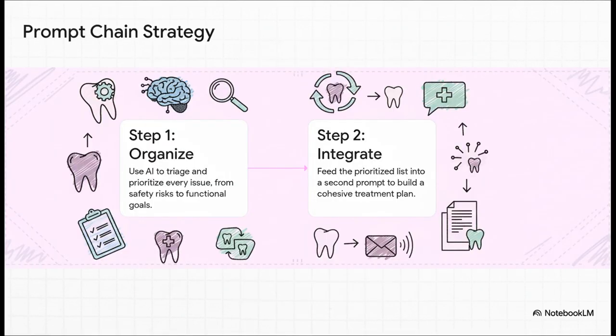So here's the strategy, a two-step prompt chain. It is beautifully simple. First, you get the AI to act like a triage nurse. You dump in all the raw data and tell it to organize and prioritize a problem list based on what's most important clinically. Then, and this is the chaining part, you take that clean, organized list and feed it into a second prompt to build the actual integrated treatment plan.